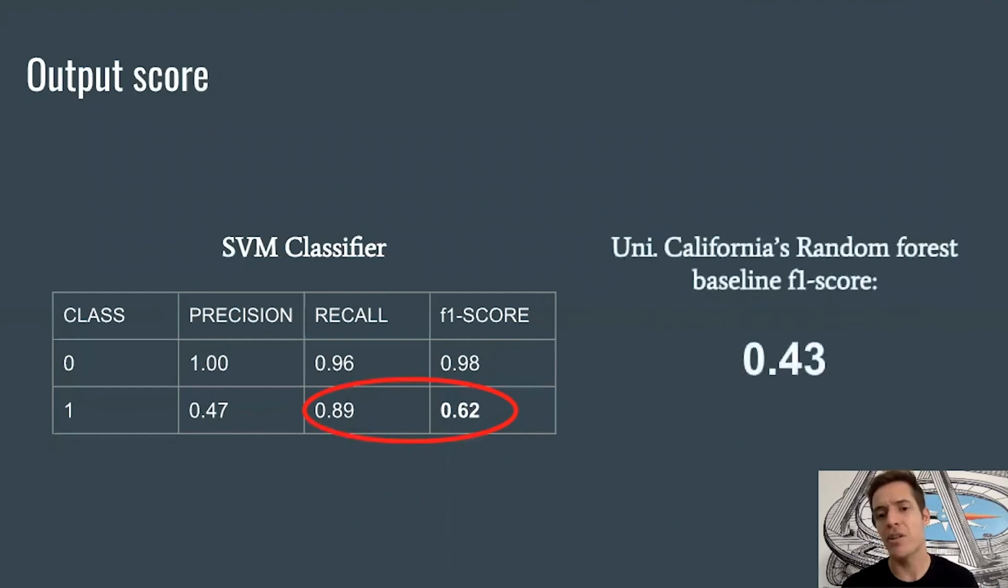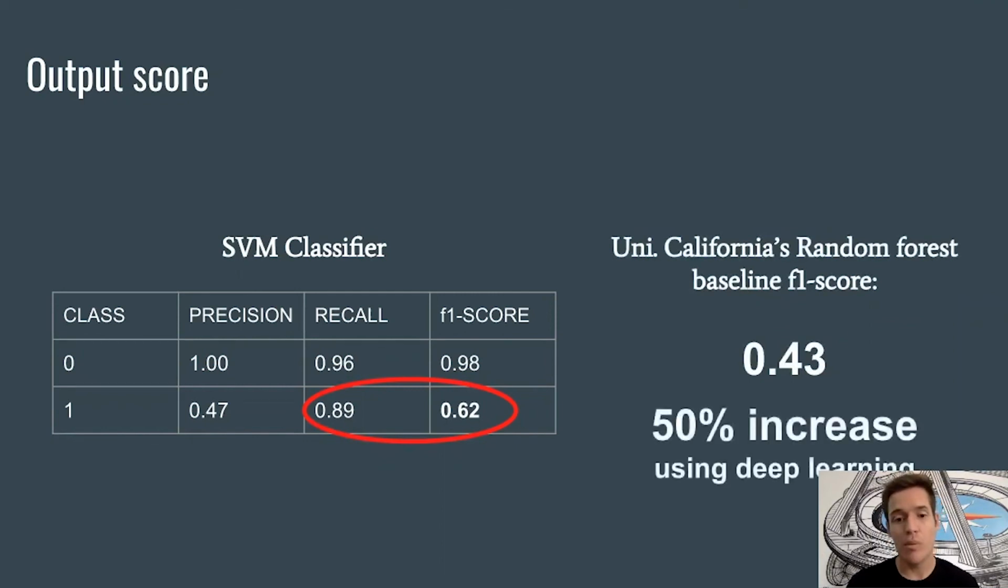Just as a comparison, the University of California did a similar study on the same data set and got a random forest F1 score of 0.43. My model, which uses deep learning, sees a 50% increase in that, which I'm quite happy with.